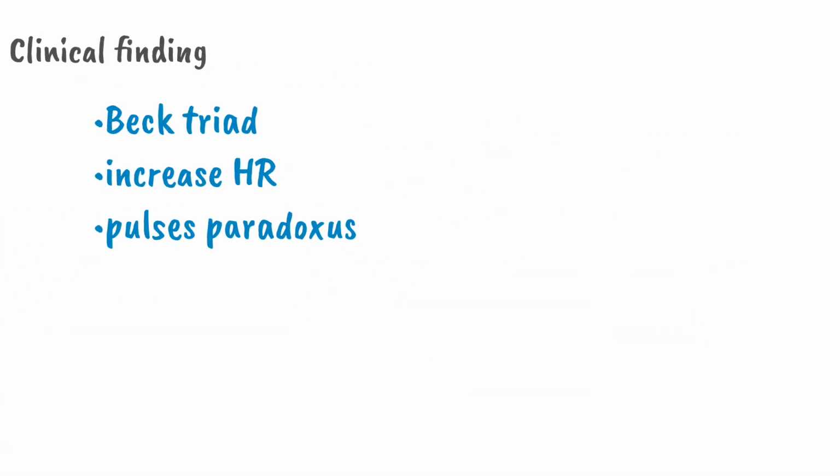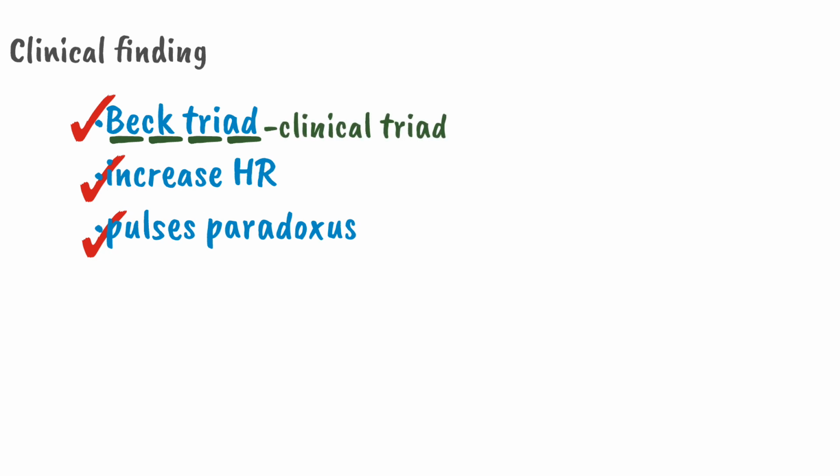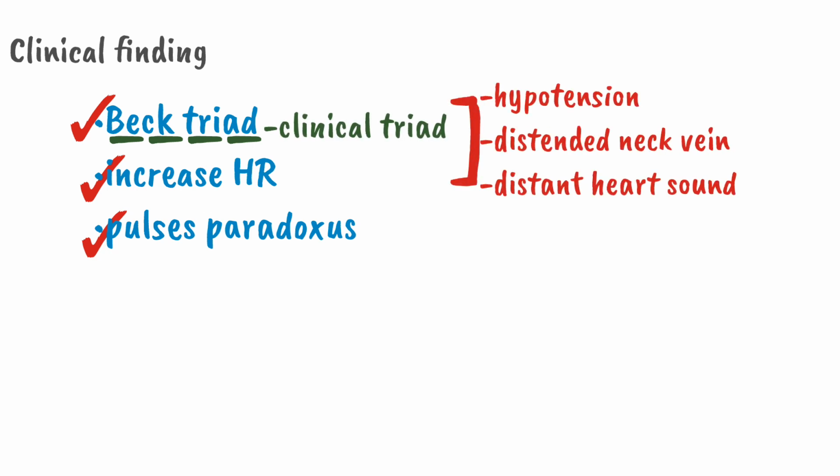Clinically, the patient will present with Beck's triad, increased heart rate and the pulsus paradoxus. What is meant by Beck's triad? Beck's triad is a triad of clinical features which is characteristic of cardiac tamponade. It includes hypotension, distended neck veins and distant heart sounds.